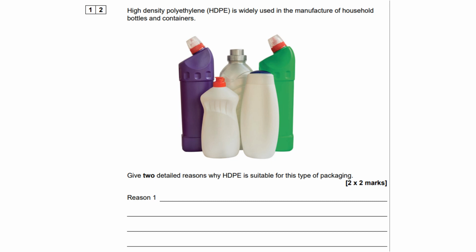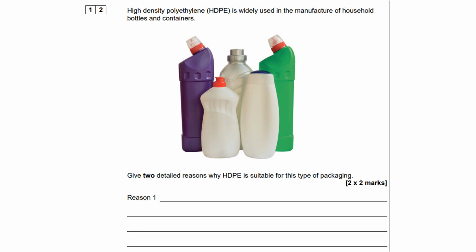You don't need to know the technical stuff about these materials. What you need to do is think about the product. So the question here asks, give two detailed reasons why HDPE is suitable for this type of packaging. Well, hopefully you've all seen bleach bottles and cleaning products at home, and you would know that they need to be leak proof, that they need to have safe screw caps, that they need not to degrade through chemicals, that they need to be sturdy enough to stand up, that they need to be moldable so that they can be made in the shape to fit under your toilet lid.